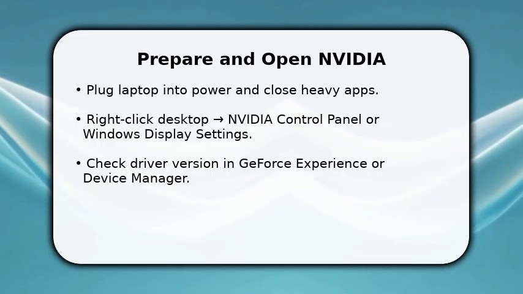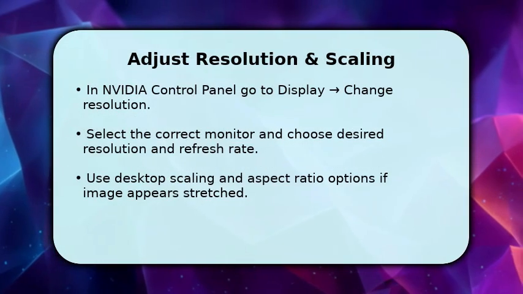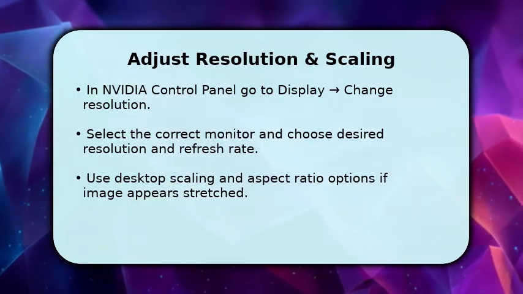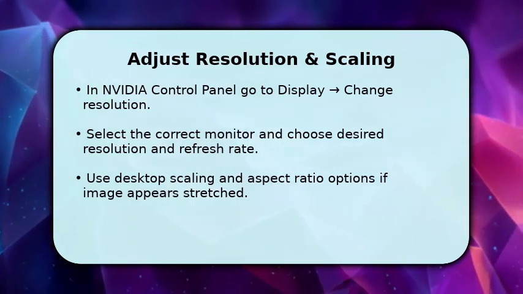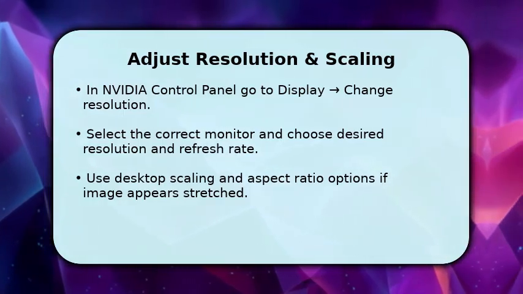Once inside Nvidia Control Panel, navigate to Display, then change resolution. You'll see the active monitor listed. Select the laptop screen. Now pick a recommended resolution or choose a custom one. Adjust the refresh rate to match what the panel supports.